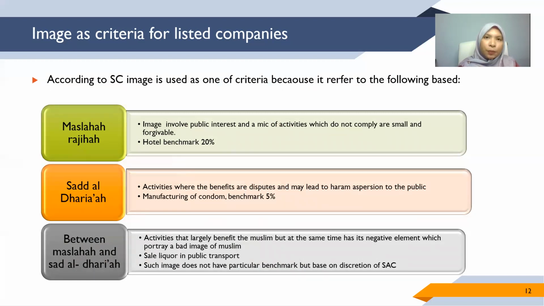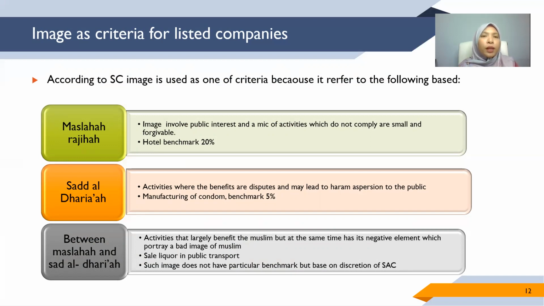So this example can be related. When we do the screening process, the quantitative side doesn't show any problem with the company. However, because when we do screening, they have proof in their financial ratio, and the business activity is also considered Sharia compliant.